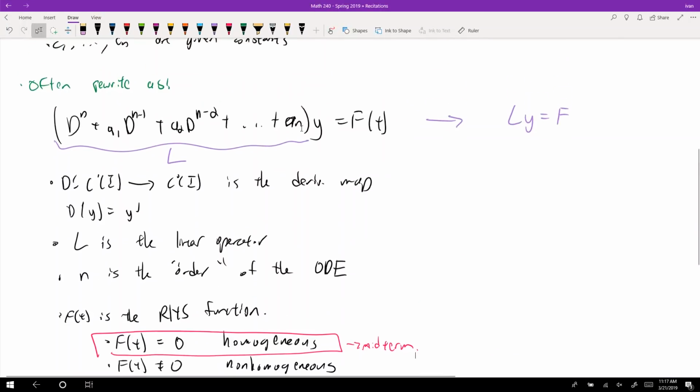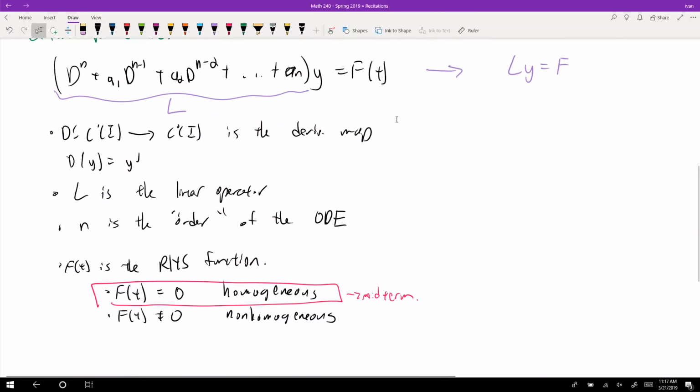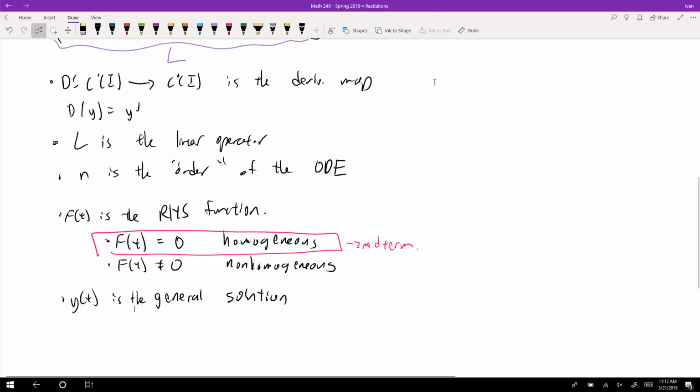So f(t) is the right-hand side function. Now let's talk about y. y(t) is called the general solution, and it's composed of two parts. The first part is the homogeneous solution: y(t) is equal to yh(t) plus yp(t).